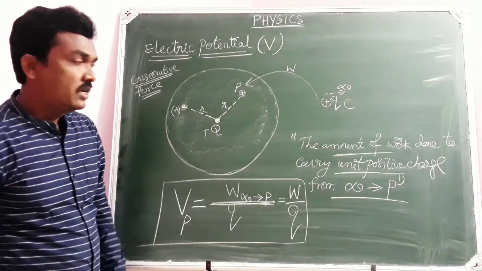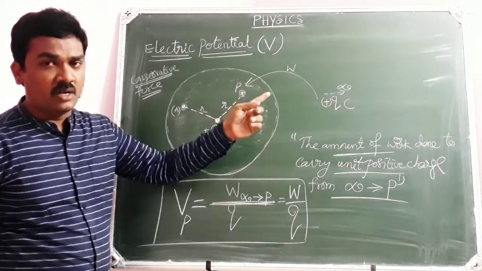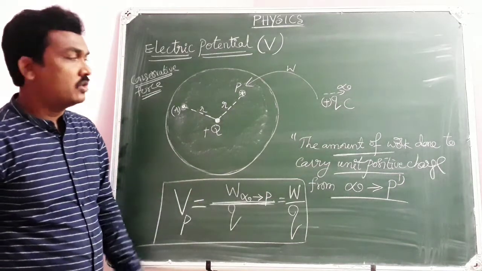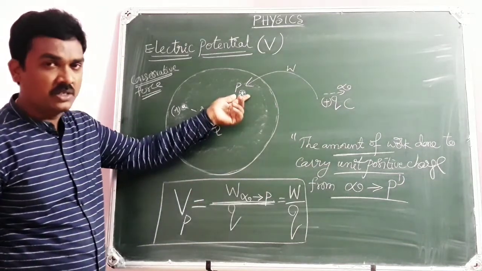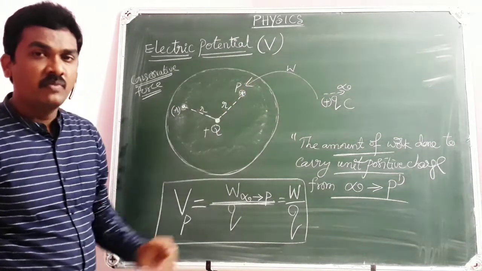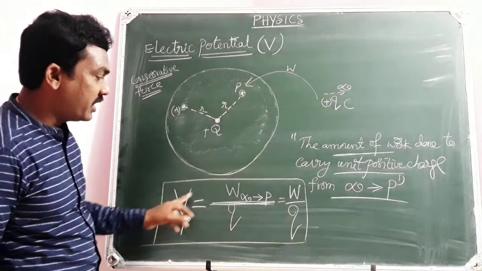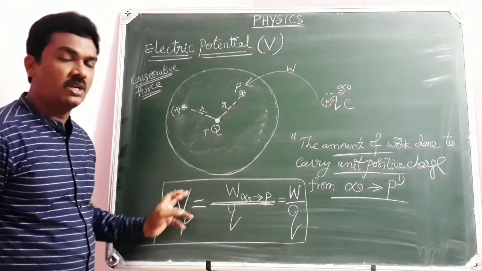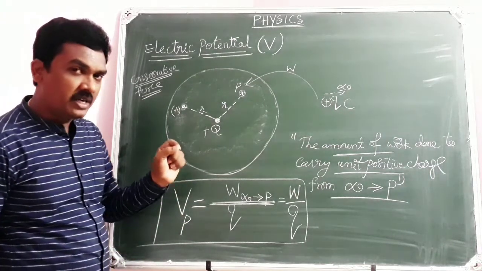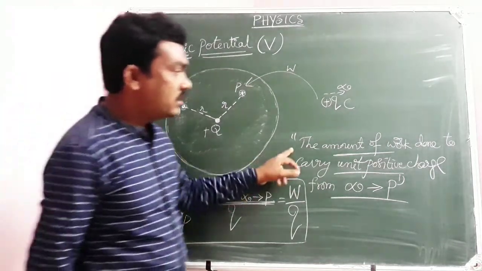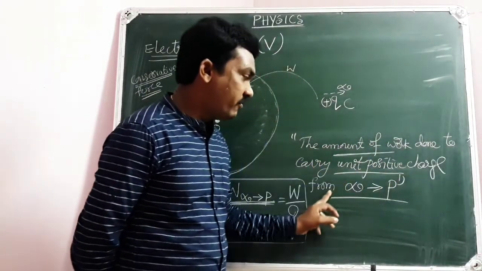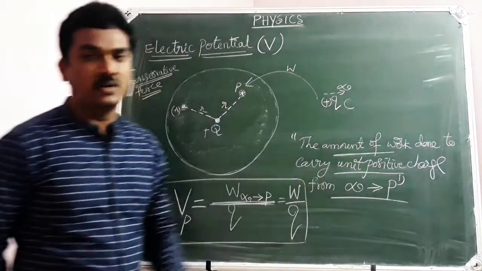Because the greater the potential, the greater the work done, because the greater the repulsion by the electrostatic force. So if the field is stronger at this point, then repulsion will be more, and more work is to be done. That's why greater the potential, greater the work done; lesser the potential, lesser the work done. So the electric potential at a point is defined as the amount of work done to carry unit positive charge from infinite distance to the particular point in the electric field.